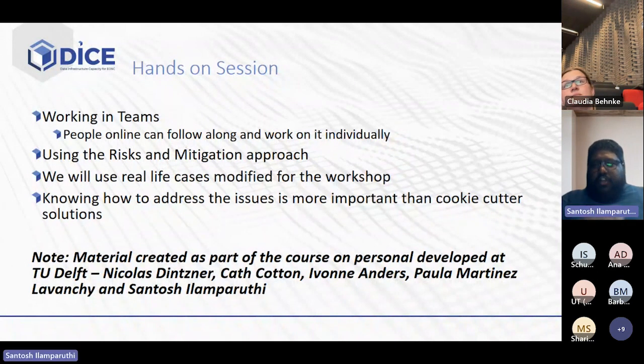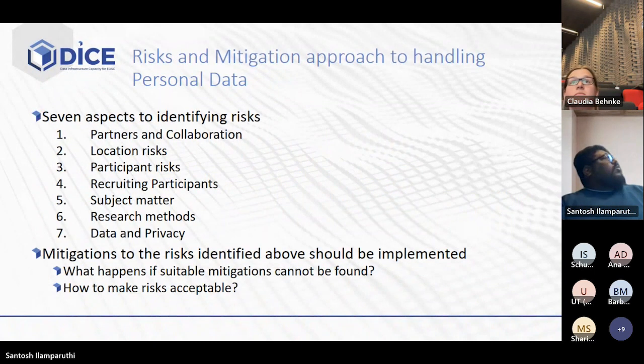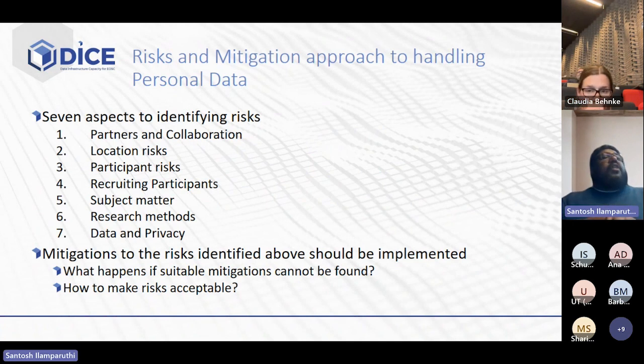Okay, so first off, we're going to be using the risks and mitigations approach to handling personal data. We're going to be using a system where we essentially have 7 aspects of identifying risks, and then we'll be trying to mitigate them based on what we've identified.